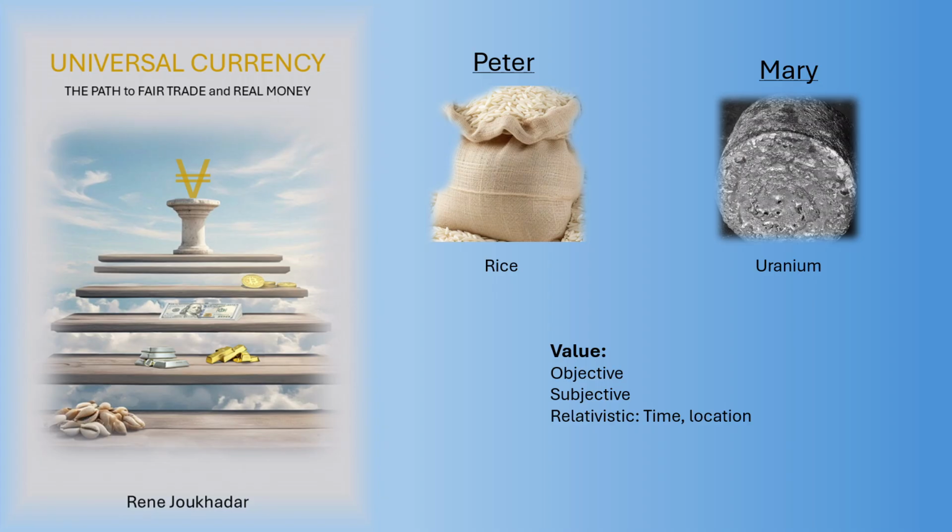Relativistically, with respect to location, a small island with a small population cannot use uranium or need to use it, even in the present time. They do not need to make a nuclear bomb or nuclear power plants to power their island.